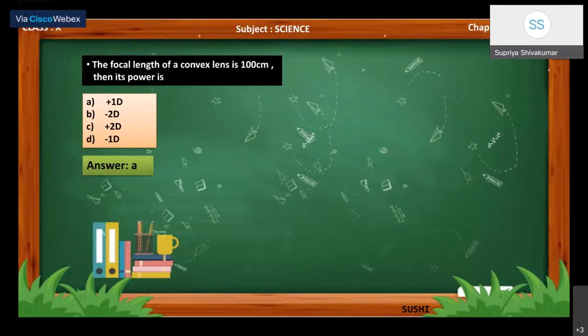So power is, yes, we know that power is directly proportional to F. If F is positive, power will also be positive. So the answer is 1 diopter.